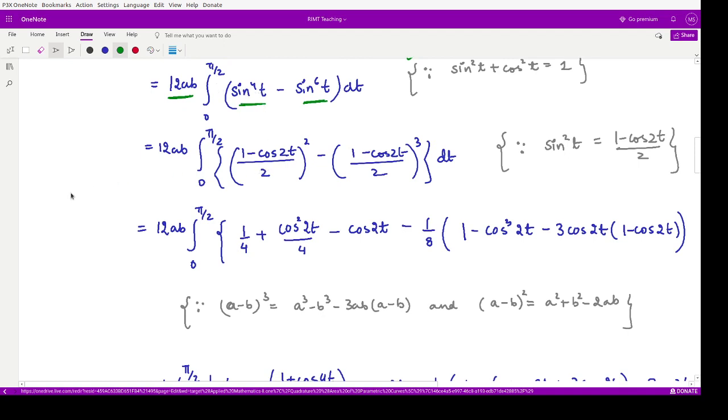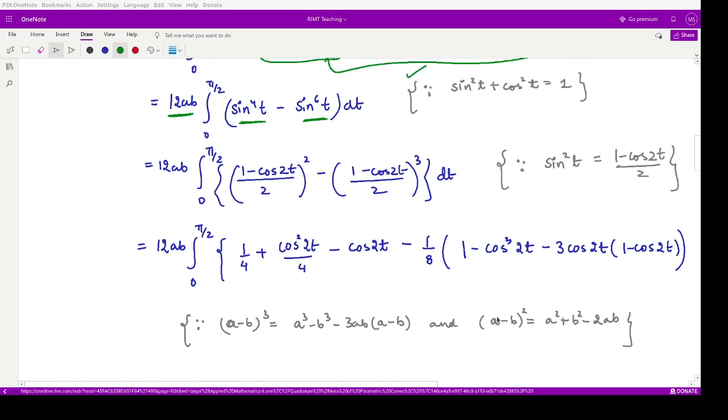So yes, next, in order to solve this sine power 4t, what we will do, we can write this as sine square t raised to power 2, and we can write this as sine square t raised to power 3. No problem in doing this.